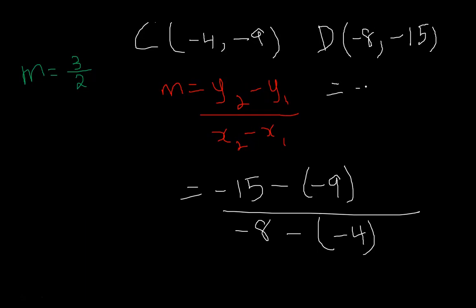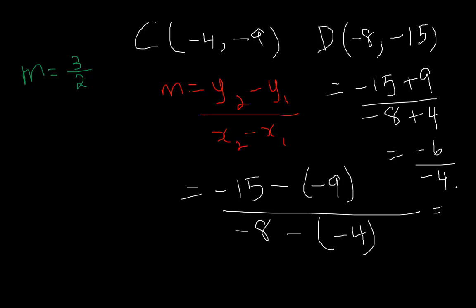So continuing up here, minus 15, a minus and a minus becomes a plus, plus 9. Minus 8, minus and a minus, plus. So that's 8 plus 4. Minus 15 plus 9, that's minus 6. And minus 8 plus 4, that's minus 4. A minus and a minus cancel out and become a positive. And 6 on 4 can be reduced to 3 on 2. And that's how we got that answer. So everybody good with that, right? Yes, miss. Right, good job.